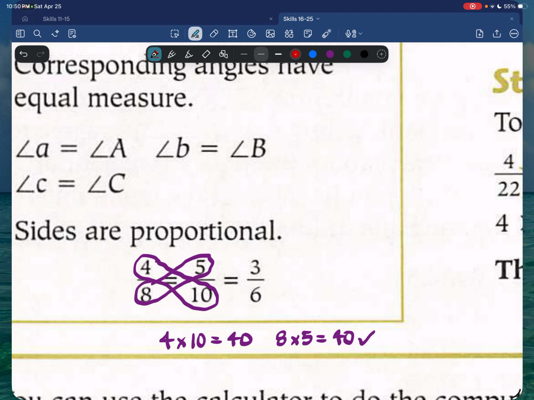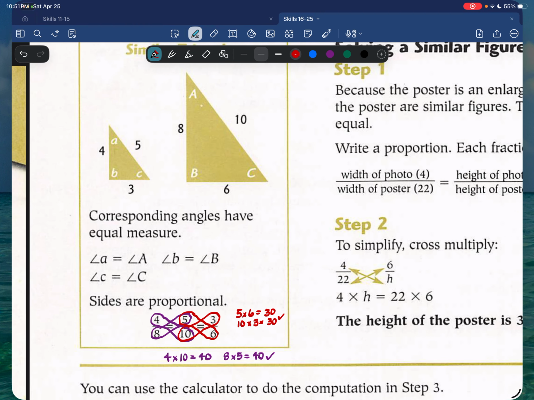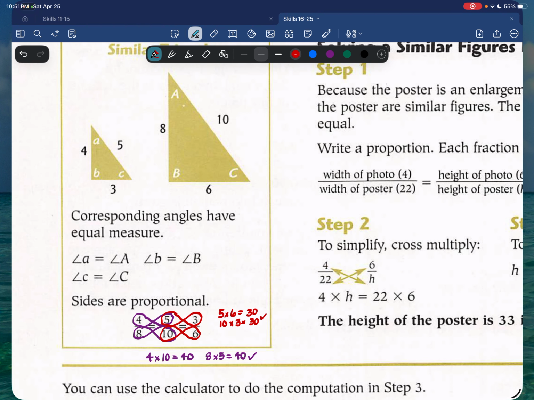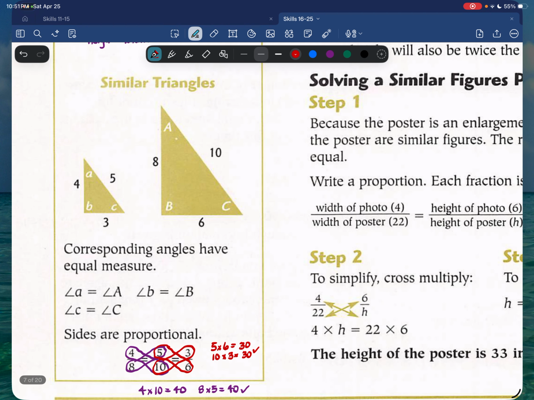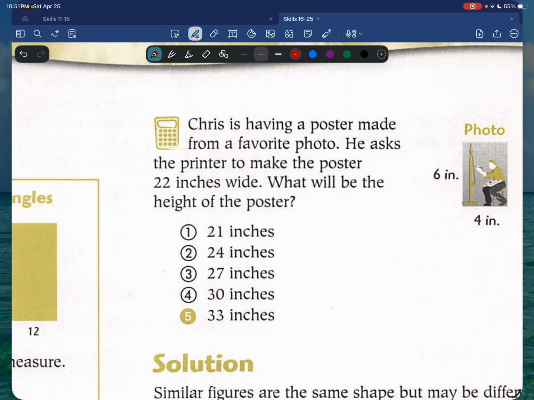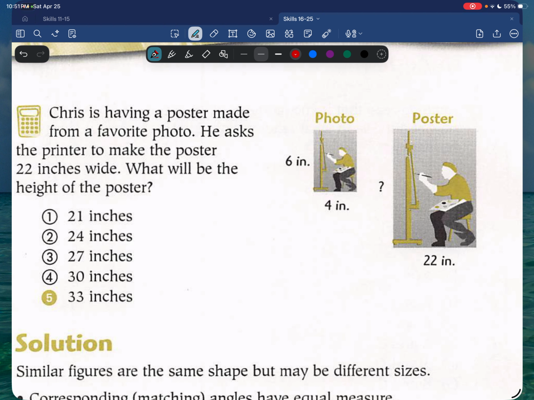But we also have to check these. 5 times 6 is 30. And 10 times 3 is 30. So yes, that baby goes with that mama all the way around. And they're telling us that we can use the calculator to do what we need to do. So that's nice that we have the calculator. So let's take a look at this problem, this story.